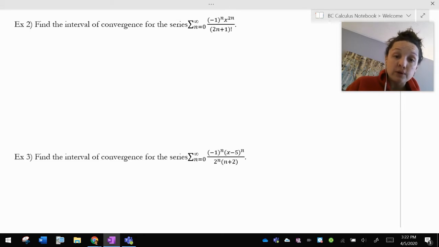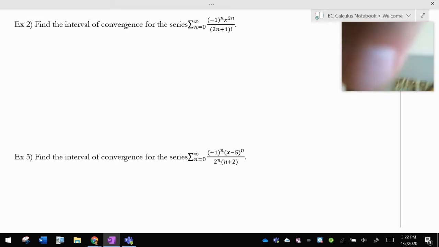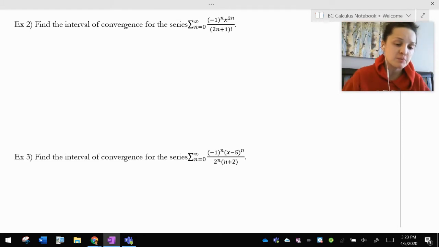So now I have an alternating series, which is cool. And I want to find the interval of convergence. Doesn't seem so bad. So let's see here. I'm going to move this camera again because my cat keeps messing with it.